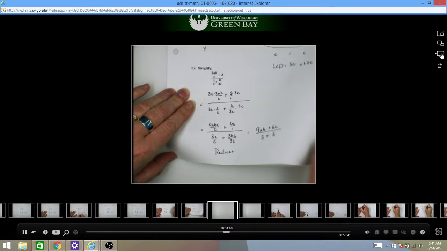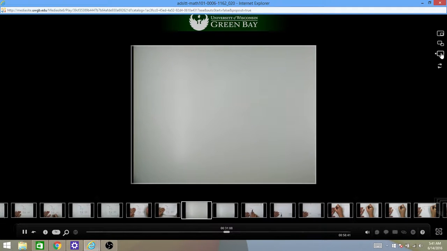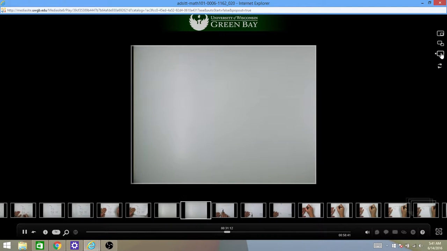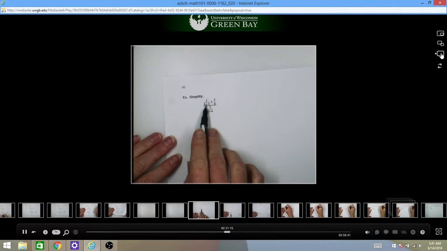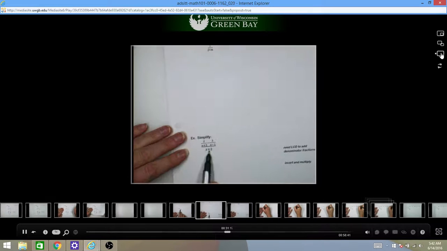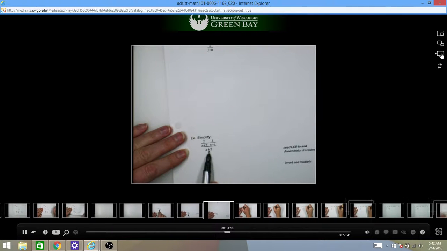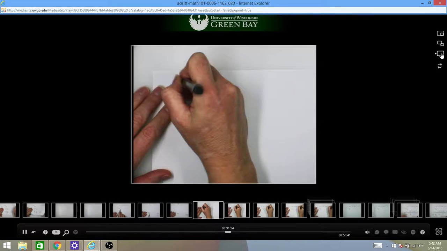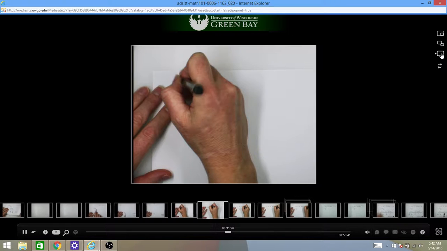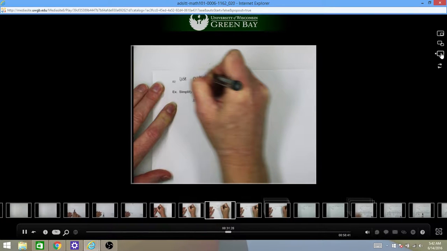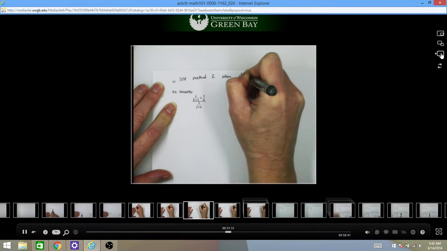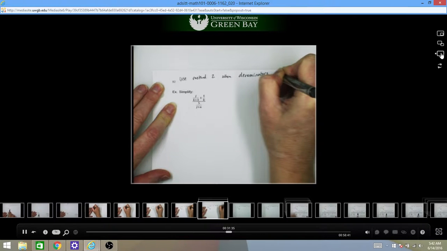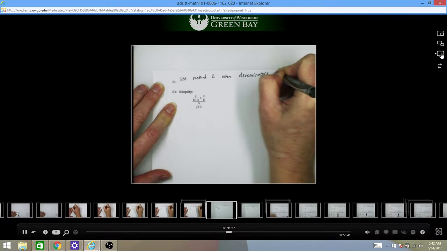So use method 1 for relatively nice denominators. We're going to use method 2 on the second page because your denominators are sums, and they're not even the same sum. It wouldn't be so bad if these were all x plus 2s or all x minus 1s, but they're not. Okay, so use method 2 when denominators are sums. Remember, a sum can be subtraction because we can add negatives.